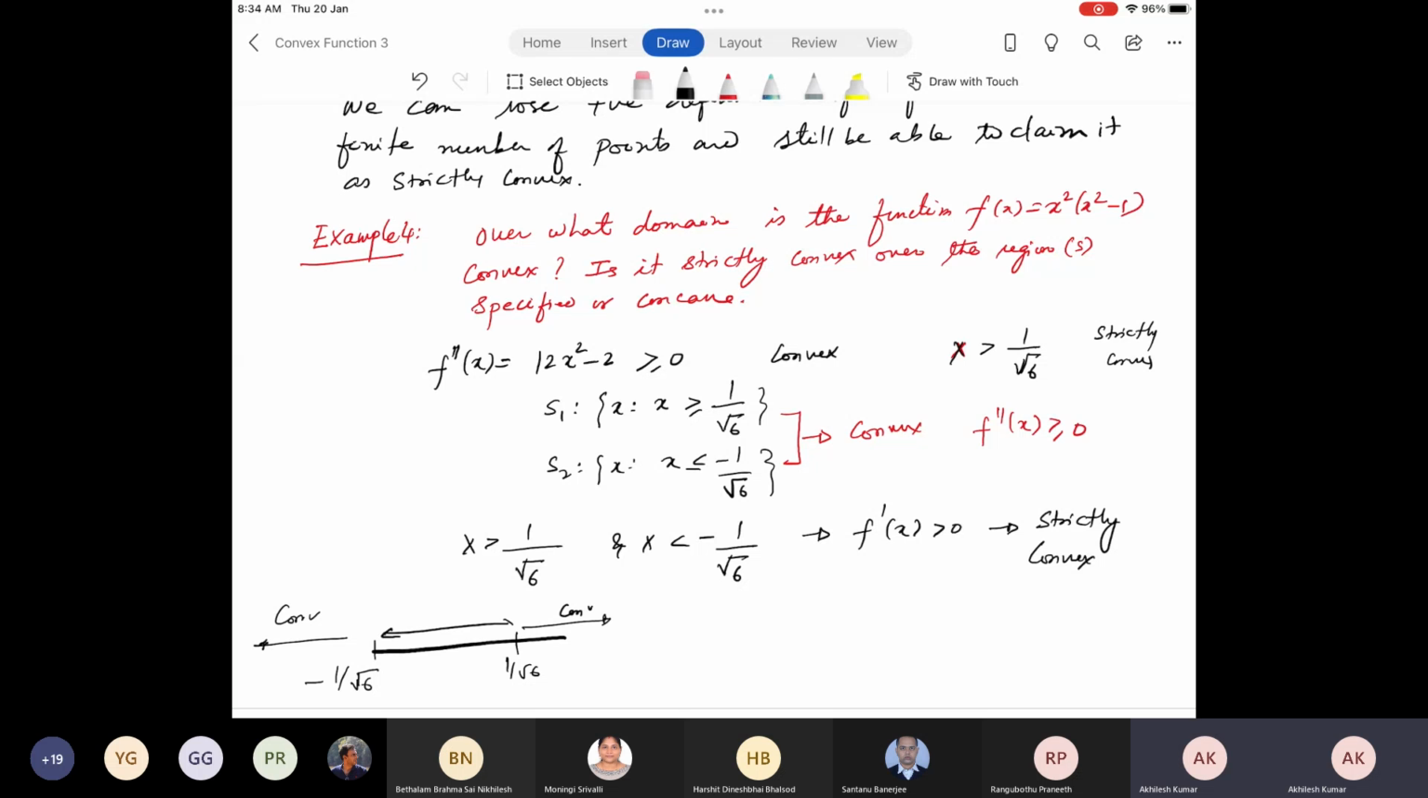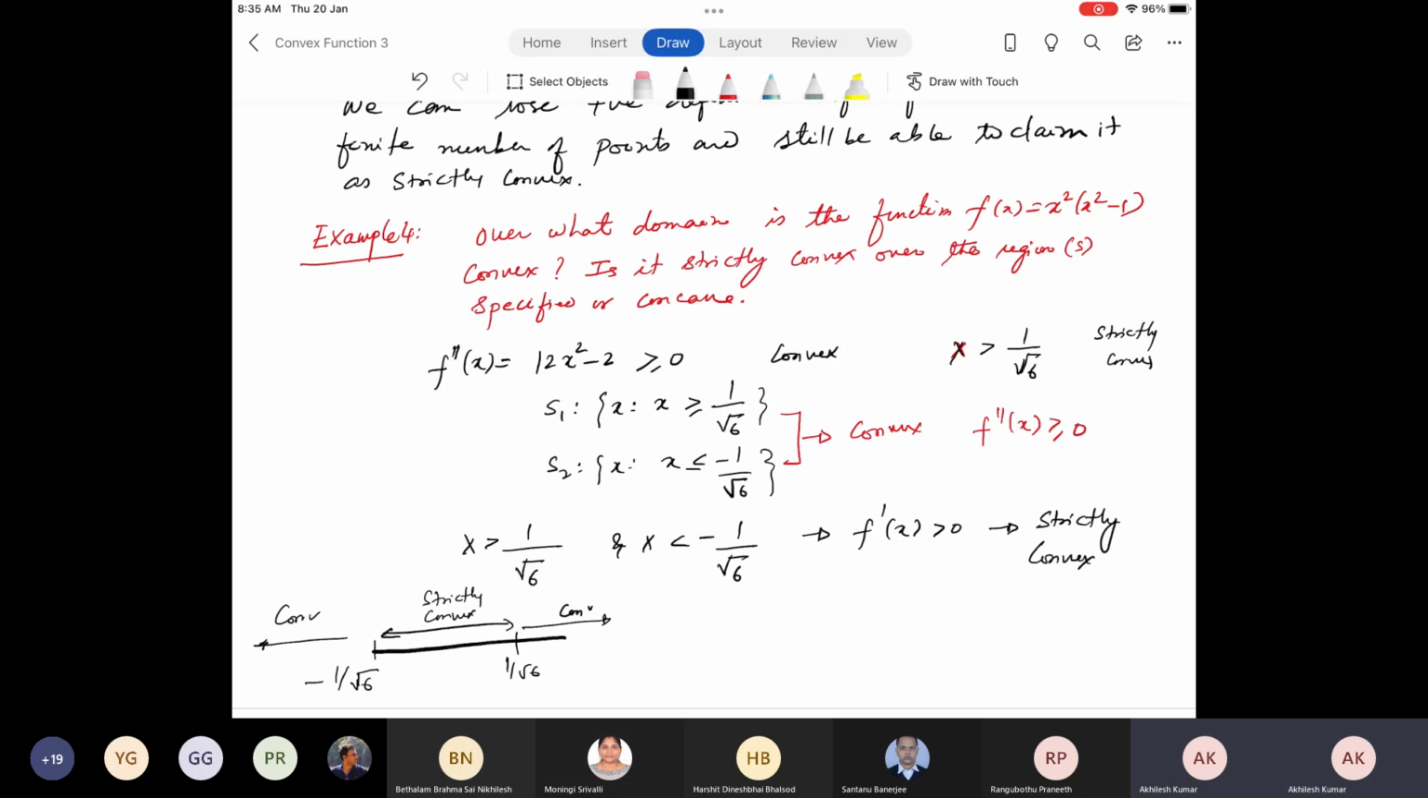In this area, we are calling it strictly convex. So can we conclude that it is strictly convex throughout? No, sir. Why? Because it is not strictly convex at the 2 points, minus 1 by root 6 and 1 by root 6.